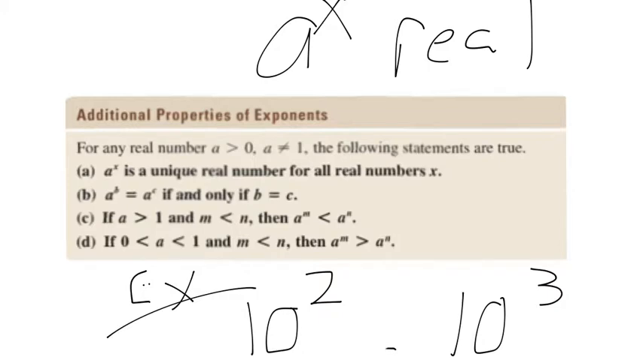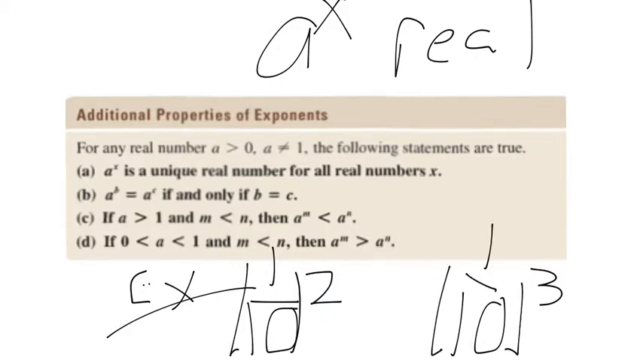But see part D, where it says if a is between 0 and 1, say 1 over 10 raised to the second, and 1 over 10 to the third. In that case, the number with the smaller exponent would actually be greater, because 1 over 10 squared would be 1 over 100. 1 over 10 to the third would be 1 over 1,000.